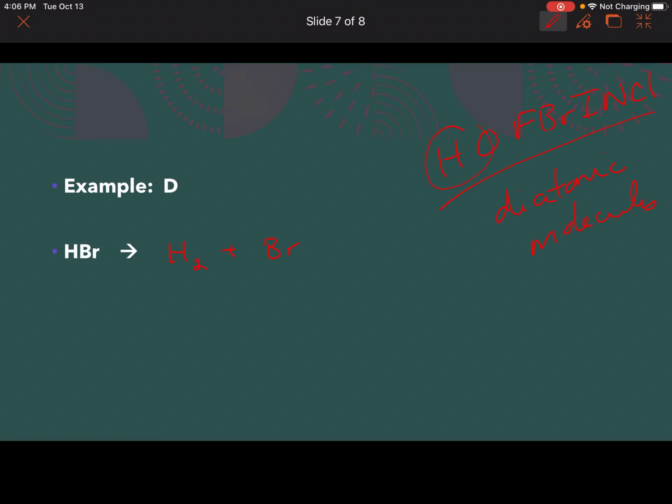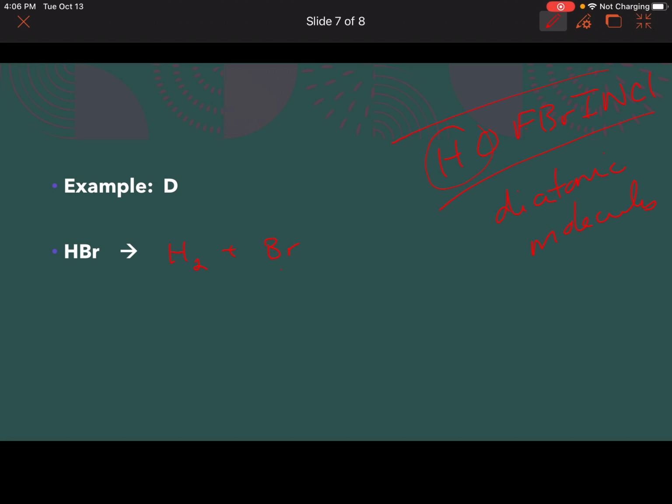So 1, 2, 3, 4, 5, 6, 7. There's 7 of them here. These all do this. So hydrogen, oxygen, fluorine, bromine, iodine, nitrogen, and chlorine. So I really, really suggest you remember this Hofbrinkel term. Incidentally, no one ever taught me that. And I was like, man, that would have been helpful as I did my chemistry degree. And it would have been a nice, really easy way to remember that.